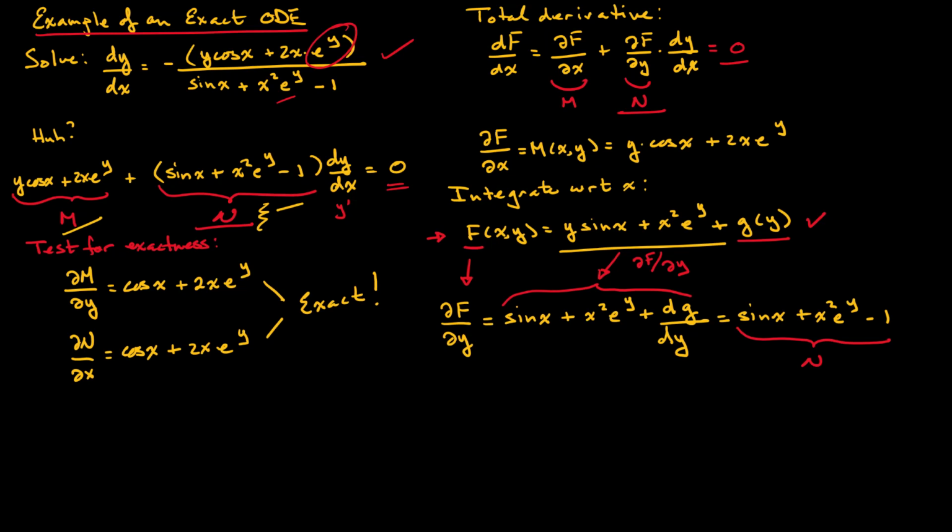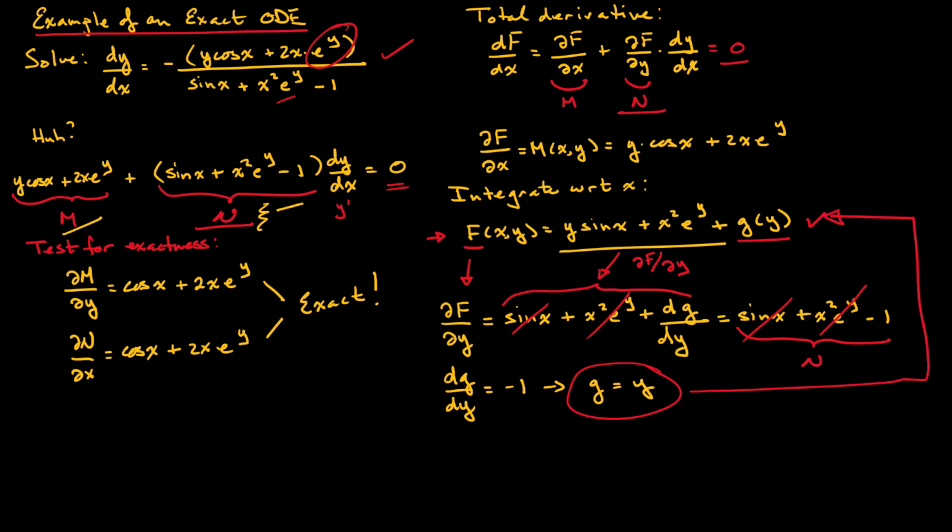So comparing the left and the right-hand sides, we see that sine of x appears on both sides, and we have x squared e to the power of y, which appears on both sides as well. Therefore, dg by dy is equal to negative 1, or integrating, my apologies, we have g is equal to negative y. So we found our solution for g of y, which is just equal to negative y.